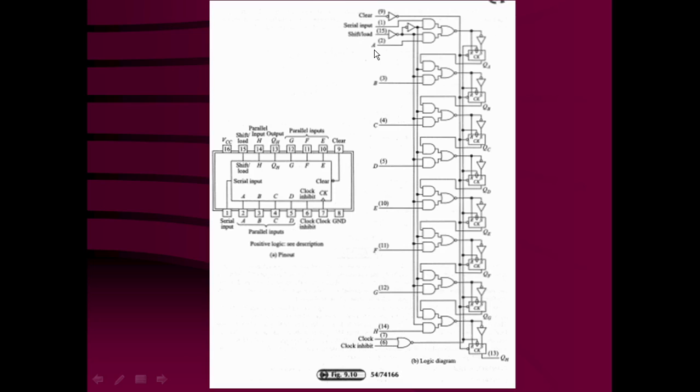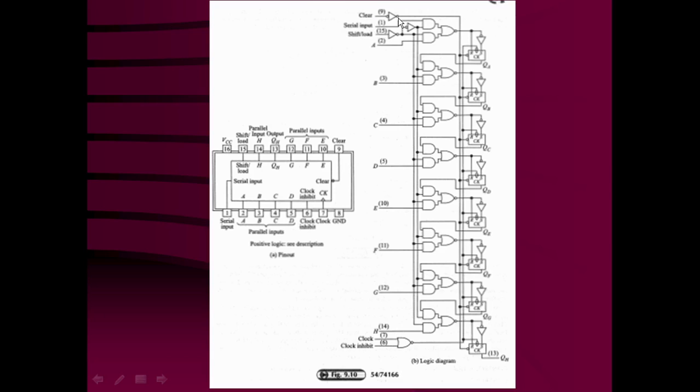That means data present at A will be shifted into flip-flop A, and QA will take the value of A when the clock makes a transition. Similarly, QB will take the value of B, QC will take the value of C, and similarly QH will take the value of H when that single clock makes a transition simultaneously to all the flip-flops. So on a single clock pulse, all the data bits present at A, B, C, D, E, F, G, H will be shifted into the corresponding flip-flops. This is known as the parallel entry of the data. Now, how does the serial entry of the data work?